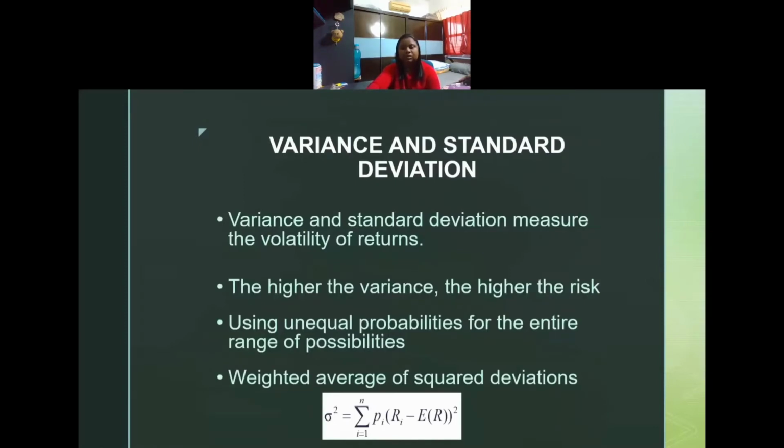Next, we'll be looking into the variance and standard deviation. What are variance and standard deviation? Variance and standard deviation measure the volatility of return. The higher the variance, the higher the risk. They use unequal probabilities for the entire range of possible returns, with the average of squared deviations. These are the formulas for variance and standard deviation, which we'll be applying on the next slide on the sample questions.